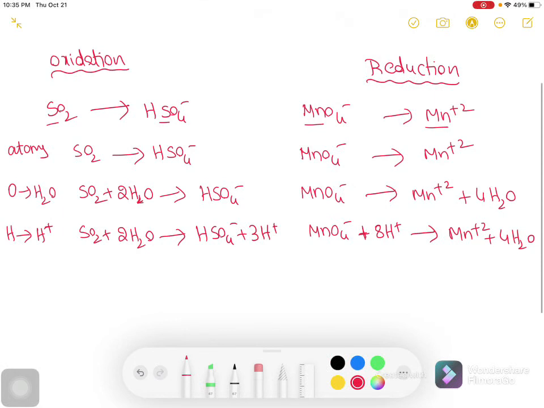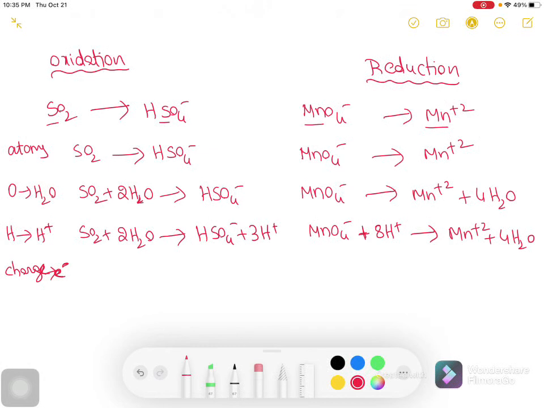And finally, we have to balance charge by using electrons. Charge is balanced by using electrons. Last step. See, first step is atom balancing, atoms meaning other than oxygen and hydrogen. Second step is oxygen balancing, by using water. Third step is hydrogen balancing, by using H plus. And finally charge balancing. This is a very important step.